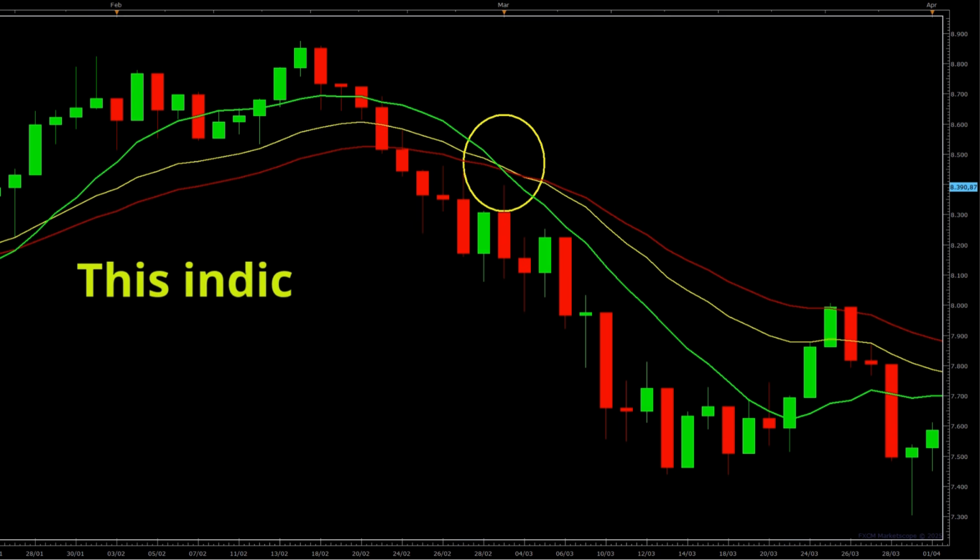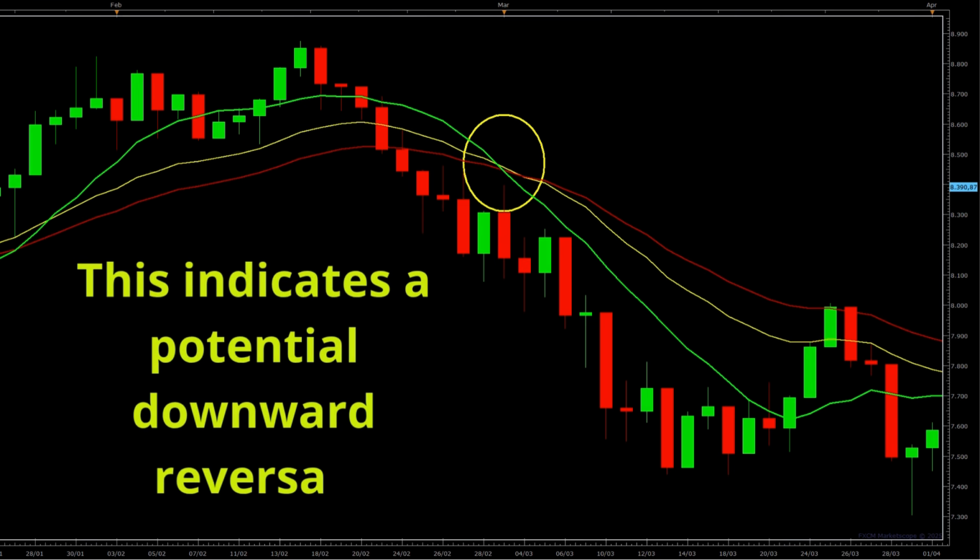This clean fan out of the moving averages, highlighted here, is the key signal we are looking for. It visually confirms the shift in momentum and tells us that a potential downward trend is now in play. This is what gives us the confidence to proceed with the setup.